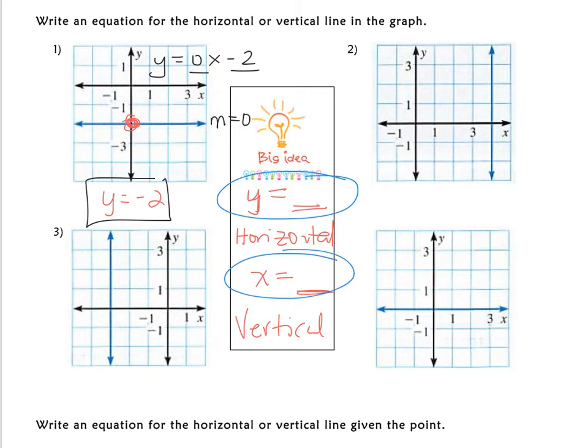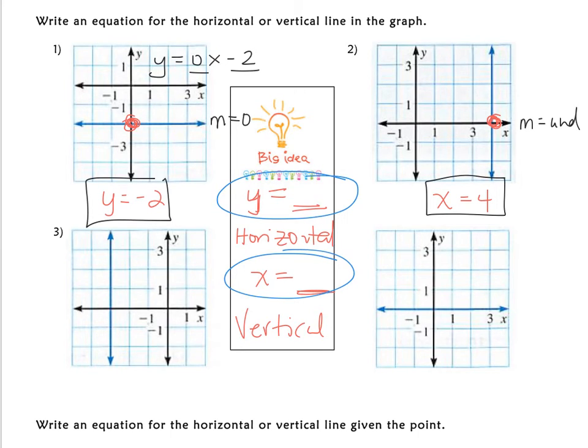In example 2, we have our graph crossing the x-axis at 4. Keep that in mind. Since it's a vertical line, our equation is going to be x equals 4. Another reminder is that a vertical line has a slope that is undefined. We can't put that in slope-intercept form, so we just have our equation as x equals 4.